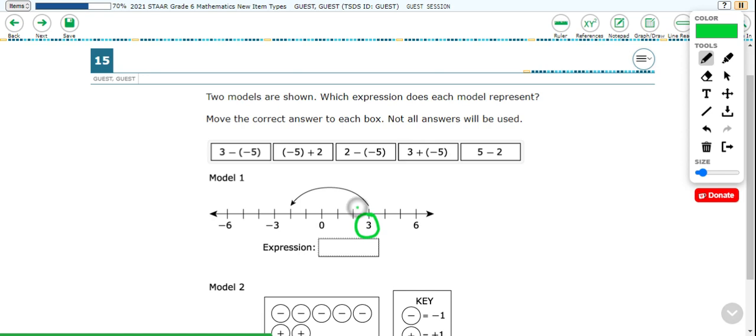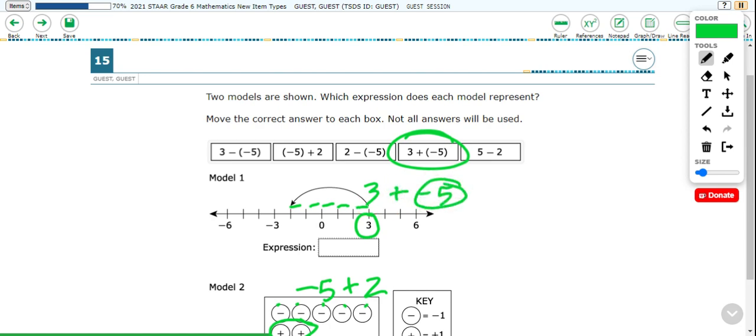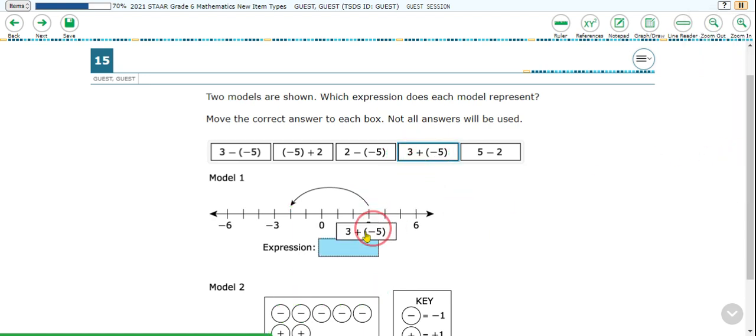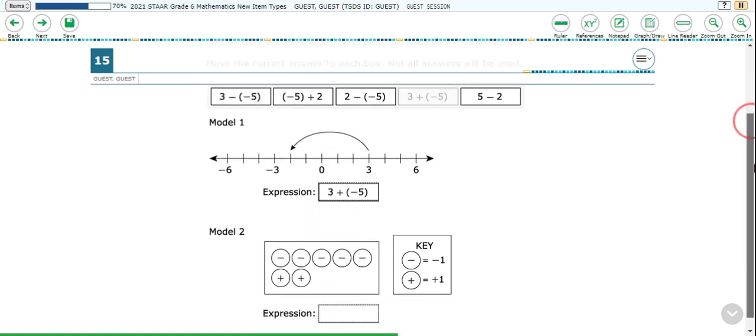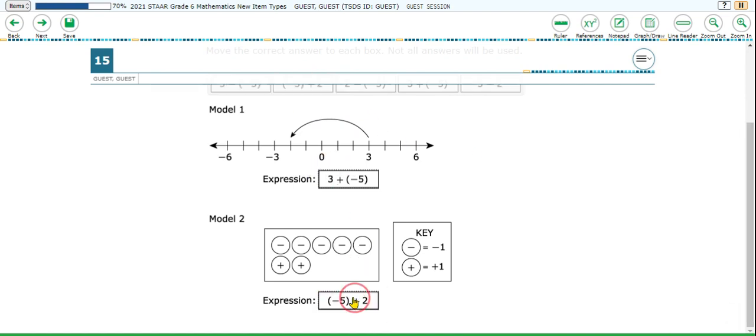Starting at 3, and then we go negative 1, 2, 3, 4, 5. So 3 and negative 5, and then down here we have 1, 2, 3, 4, 5. There's negative 5, and then we have plus 2. So we got 3 and 5 negatives. I'm going to drag this here: 3 plus negative 5, and then we have negative 5 plus 2. So we have to go down a little bit to drag it. There we go.